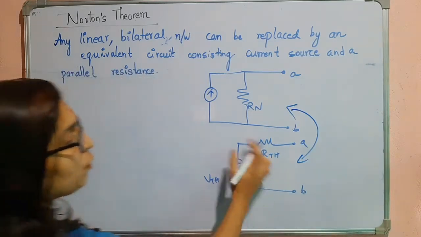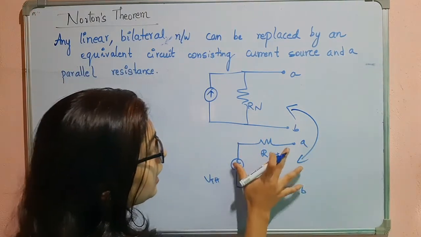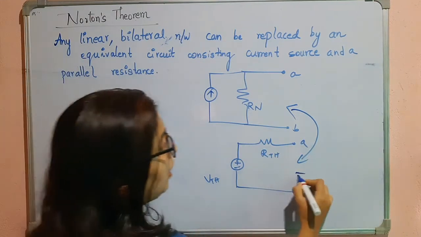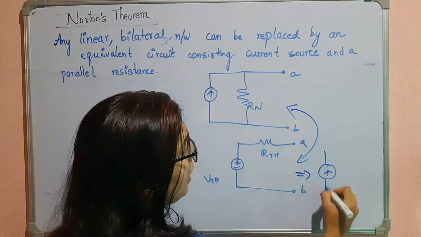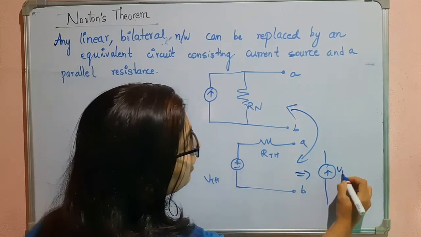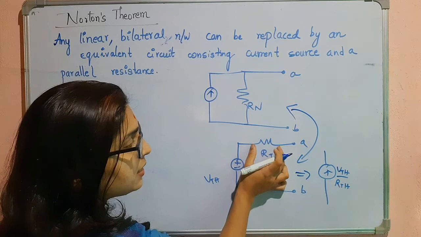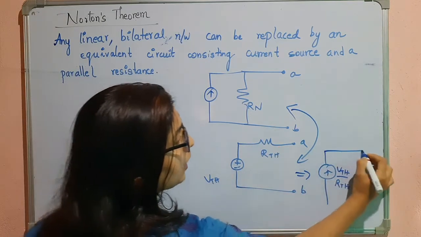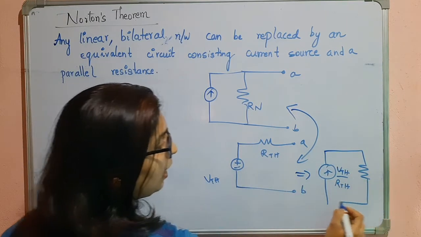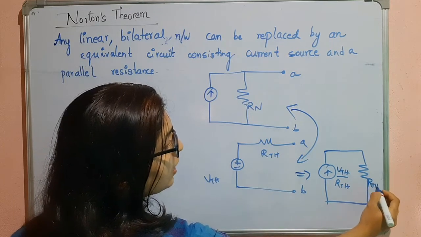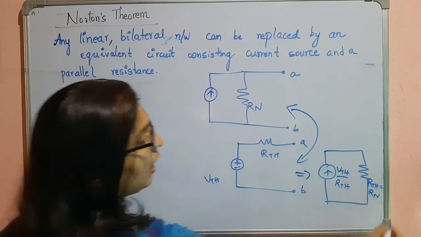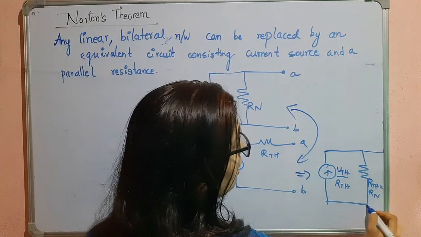How? See, if I want to convert this Thevenin circuit to the Norton circuit, what will I do? I will replace it with a current source whose value is V divided by R, that means VTH divided by RTH. Here the resistance is in series, but remember, with the current source the resistance will be in parallel. This is RTH, which is equal to RN. Okay, it is something like this.